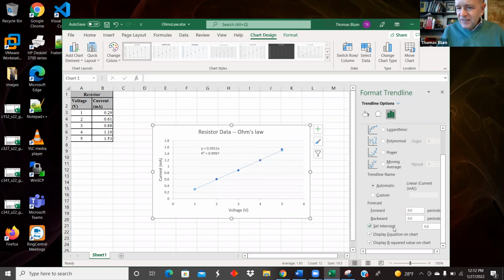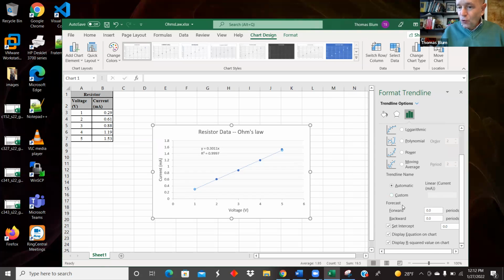And some people see set intercept as 0, and then they want to see it go through the 0. And that's not what set intercept means. That means take the constant term in the fit equation and set it to 0. So it's doing something to the fit equation, not something to what this fit line does. But if you want the fit line to go back and go through the origin, then you can do that with Excel, and that is this forecast.